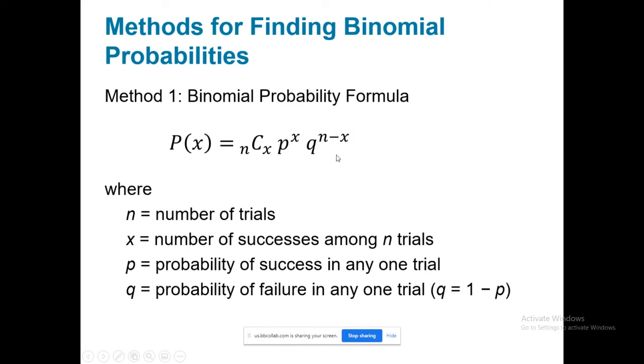However, there is a much simpler formula that can be used to find binomial probabilities, and this is the formula that we're going to use. P of x is equal to, so notice that this is our notation for a combination, right? N choose x times p raised to the power of x times q raised to the n minus x. And so keep in mind that n is the number of trials, x is the number of successes, p is the probability of success, and q is the probability of failure.